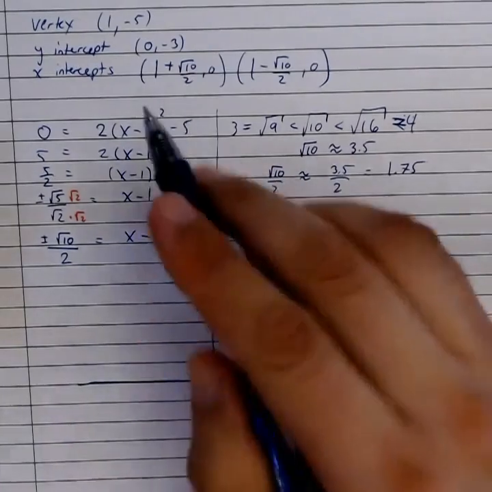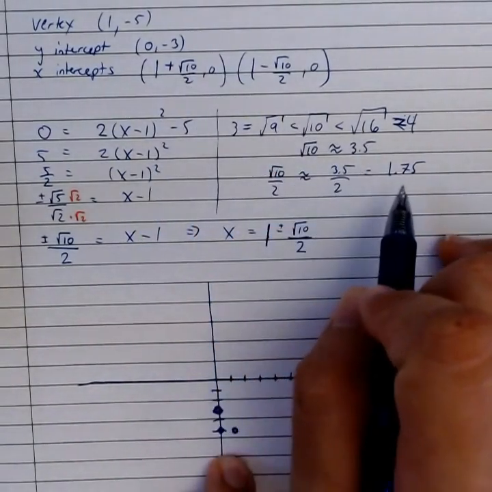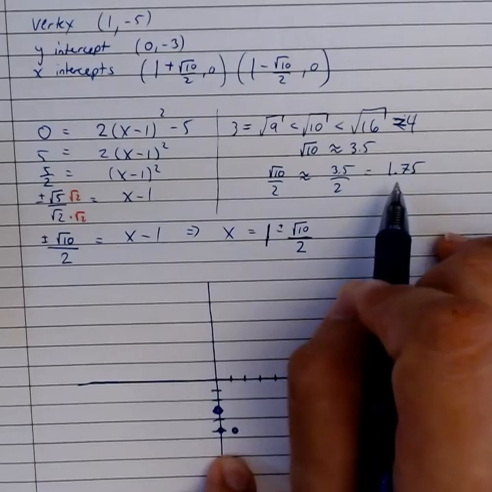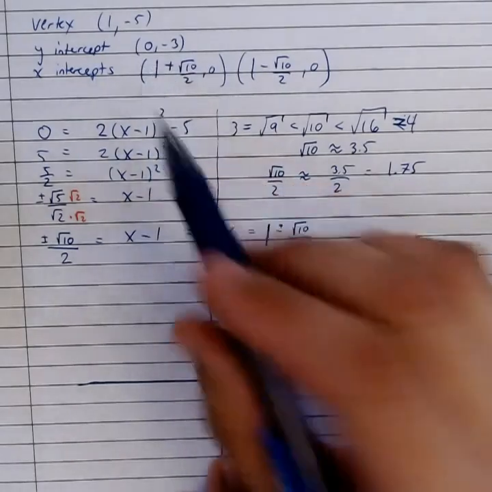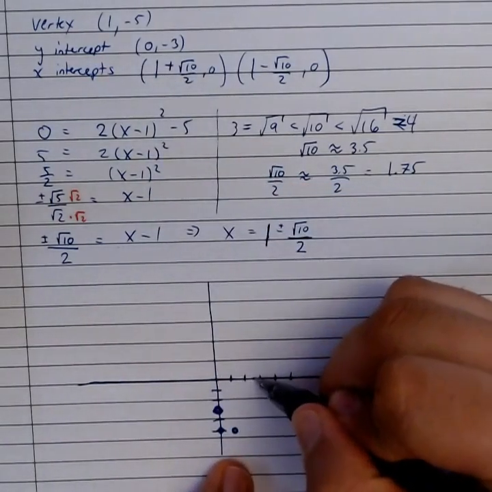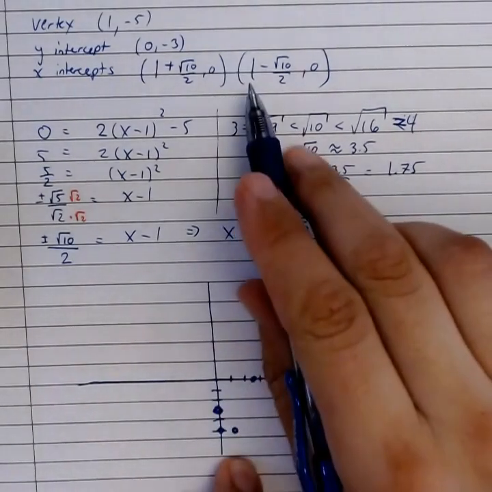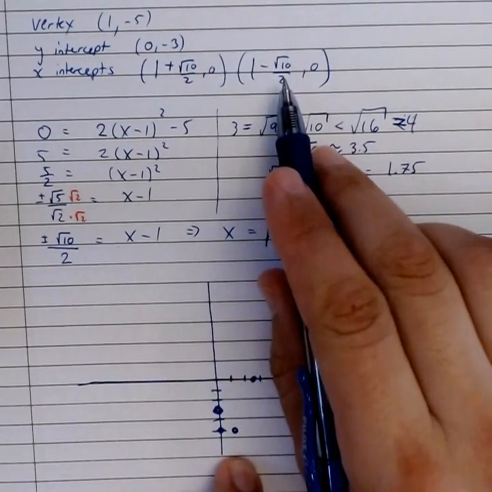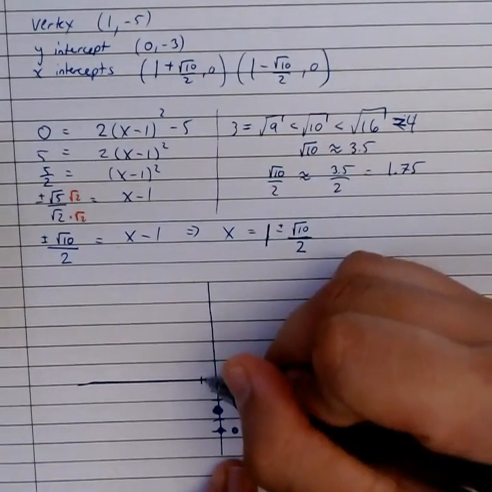And now remember, square root of 10 over 2, that's about 1.75. Not exactly, but close enough for a graph. 1.75 plus 1, well, that's 2.75. So that's going to go 1, 2, almost all the way to 3. On the other hand, 1 minus 1.75, that's negative 0.75. So not even all the way to -1.